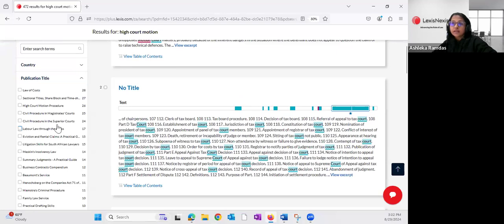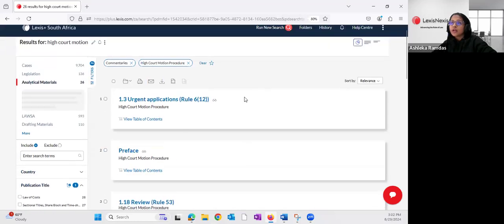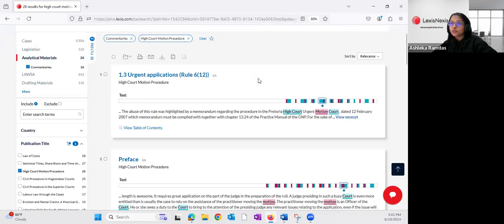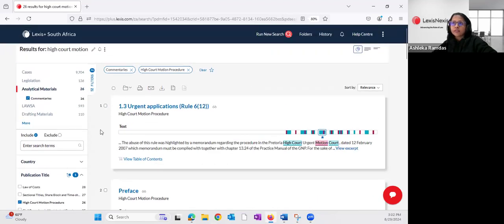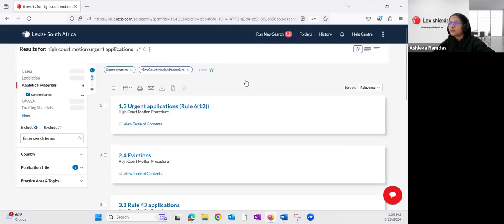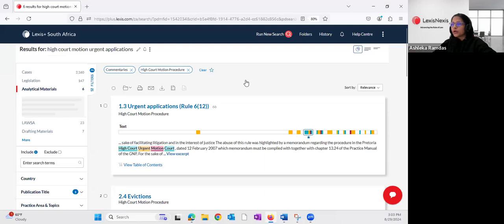And like we've been hearing, litigation skills and high court motion procedure were highlighted through the discussion in the webinar this afternoon. So I'm going to click on high court motion procedure, and you can see, as we've been reflecting on urgent applications and so forth, that's also coming through. But what's interesting about Lexis Plus is that from this part of research, I can also refine this. So I'm very interested in looking at urgent applications and what further information might come up in high court motion.